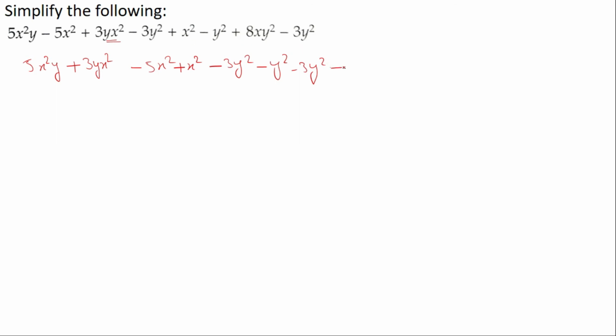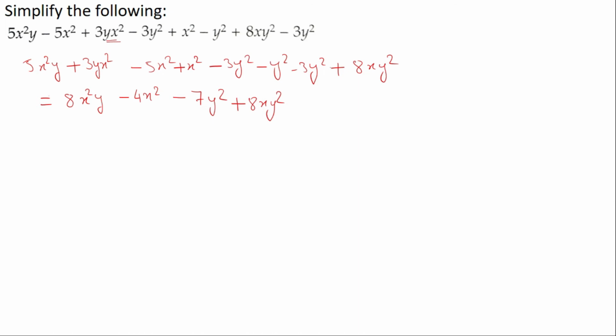And at last 8xy square. So it will be 5 plus 3, 8x square y, minus 4x square, minus 7y square, plus 8xy square.